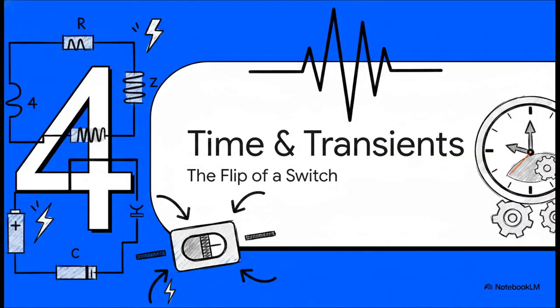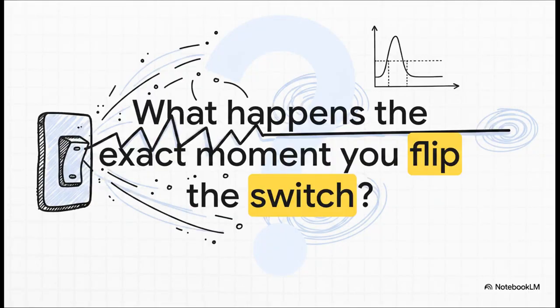Finally, part 4, time and transients, the flip of a switch. So everything we've talked about so far kind of assumes a steady state, a circuit that's just been running smoothly for a while. But real life isn't static. Just think about it for a second. What actually happens the exact millisecond you flip a switch? A circuit doesn't just instantly and magically jump to its steady state. No way. There is a brief period of shock, a period of adjustment. In engineering, we call this the transient response.